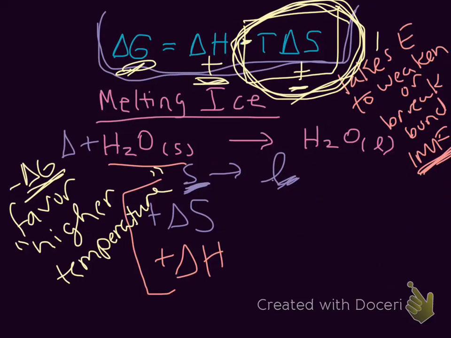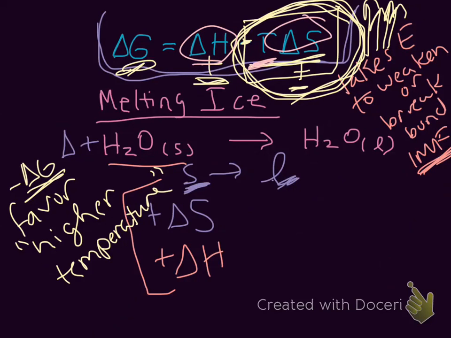So as long as you have your temperature up high, your T delta S, because the delta H will stay the same, delta S will stay constant. So what's changing is the temperature. So as long as you have a high temperature, you'll have a negative delta G.